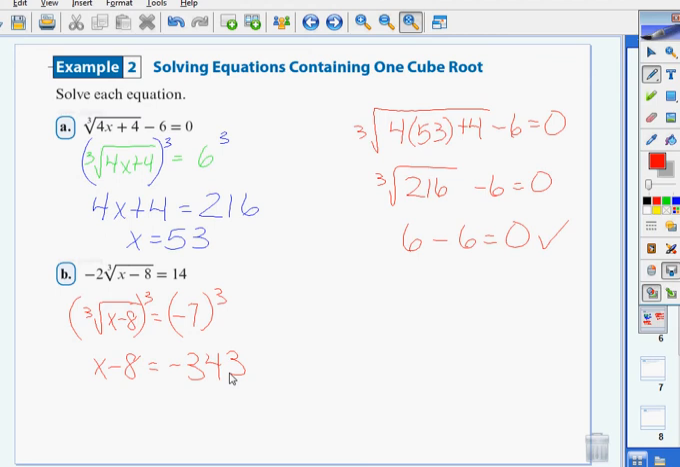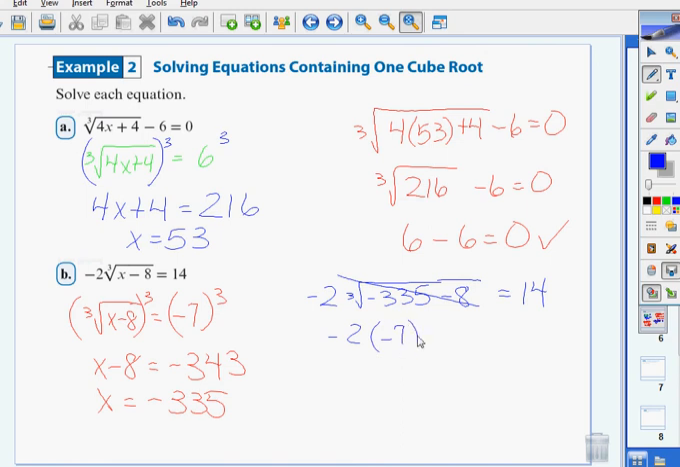All right, does somebody have a value for x? Negative 335. -335. Okay, now we're ready to plug it back into the original. Let me change the color. -2 cubed root of -335 minus 8 equals 14. Okay, well, let's just take care of the cubed root stuff. That, we already know it's -7, don't we? Right? Does everybody see that? Okay, so all of this part right here is equal to -7. So we have -2 times -7 equals 14. Well, yes, it does. We're good.